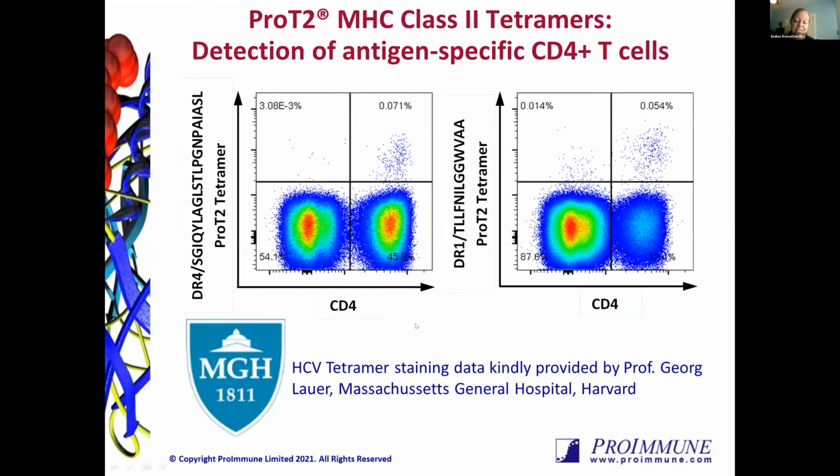And this is a nice segue into our next talk when we hear from Leah from Mass Gen. This is an example of staining of 2 different tetramers, a DR4 specific and a DR1 specific tetramer versus CD4. And you get nice distinct populations in the 0.07 range as well. So we look forward to hearing Leah's talk in just a moment.